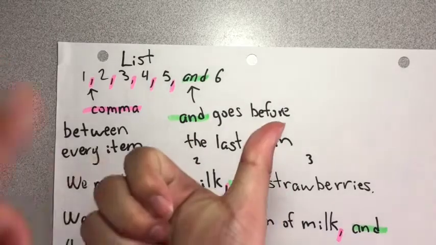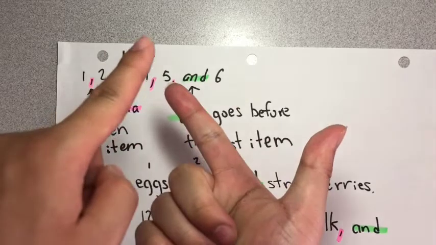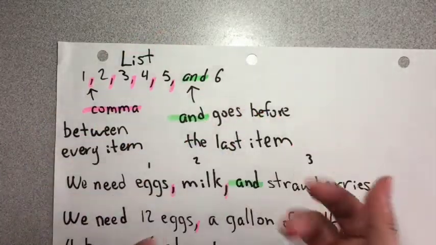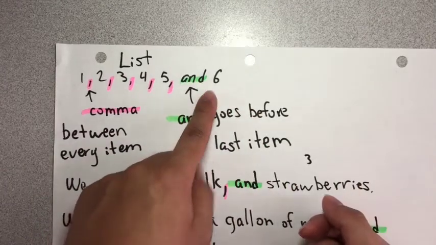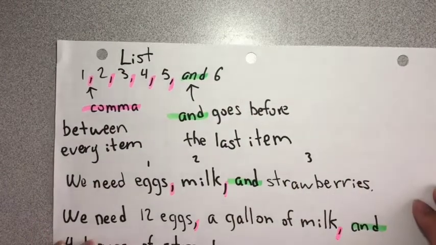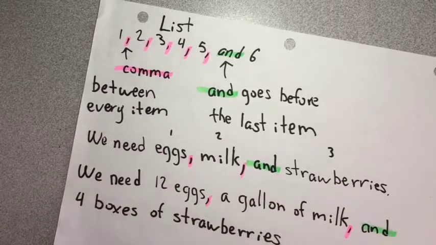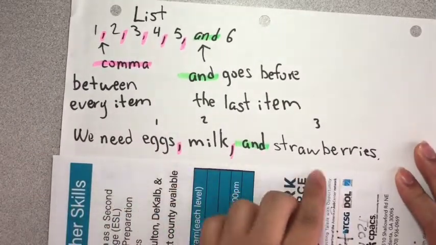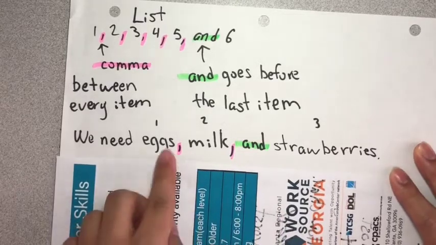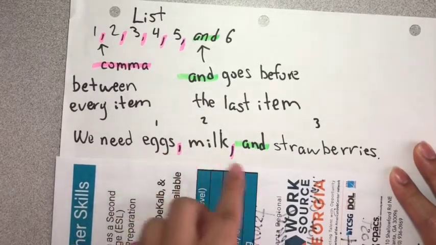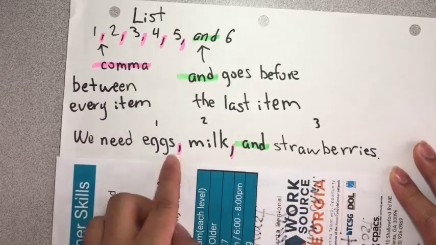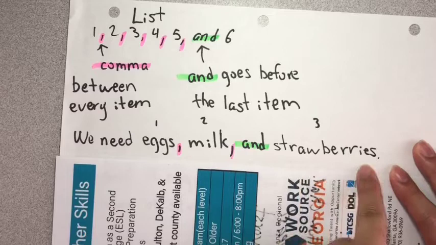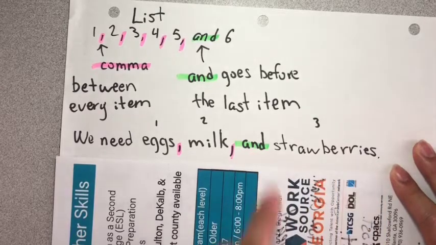So I go to the store and I need milk. What else did I need? Apples and a hat. The word and goes before the last item. So let's look at this sentence. We need eggs, milk, and strawberries. Between every item, there is a comma, so we know this is a new, different item. Before the last item, strawberries, we write the word and.